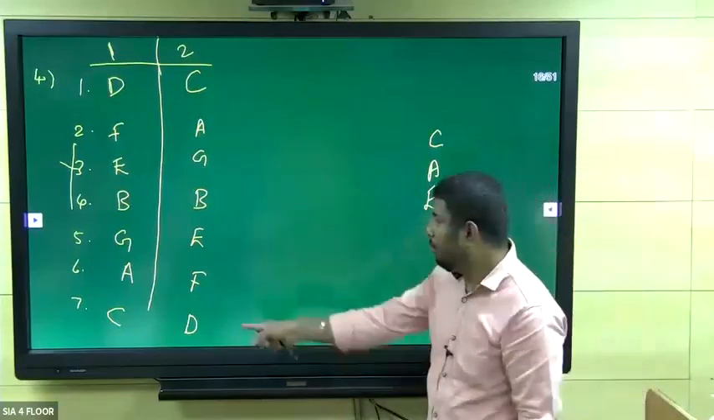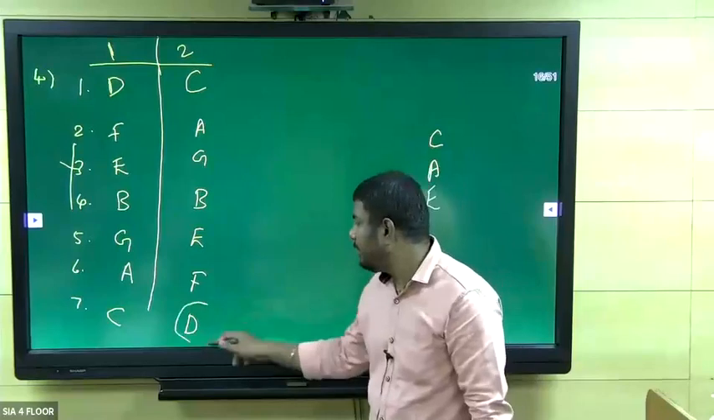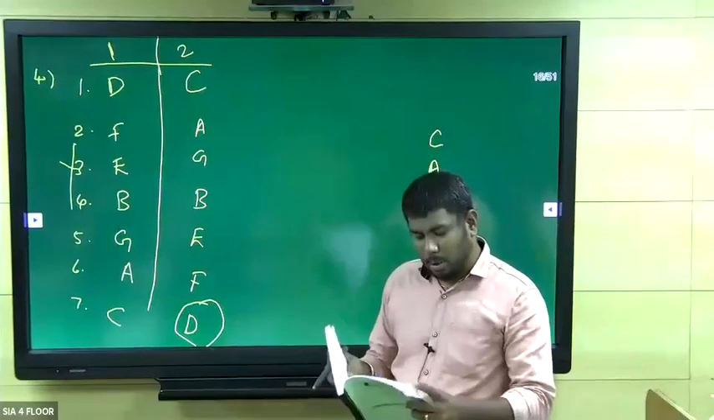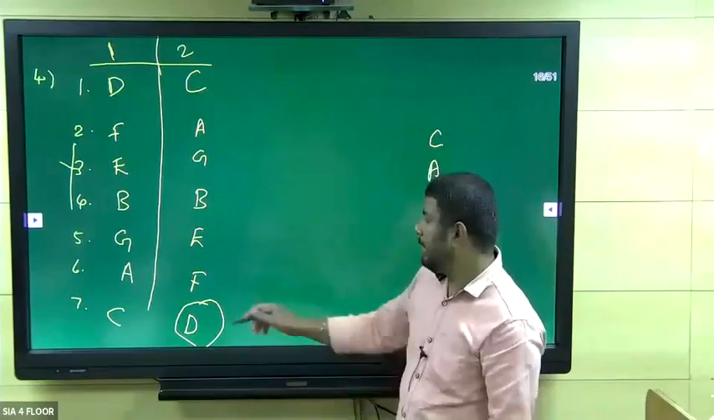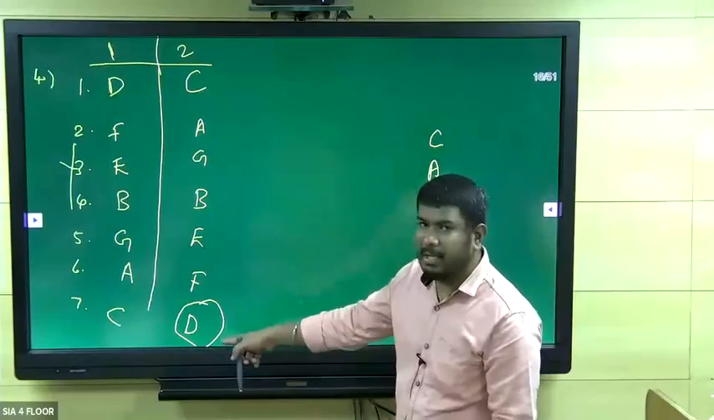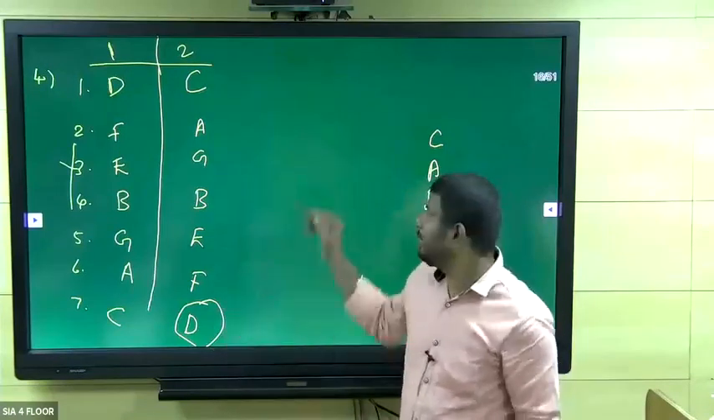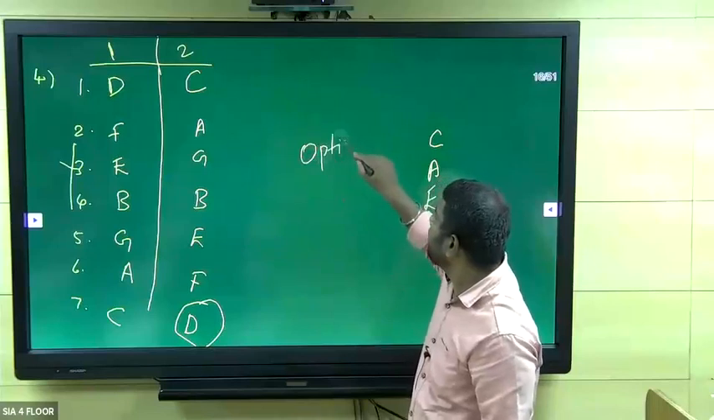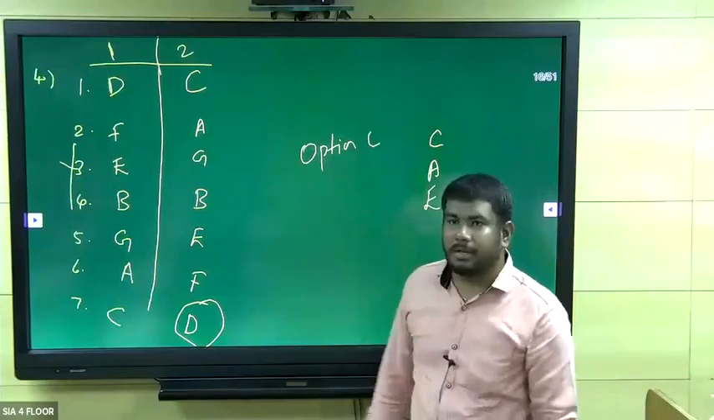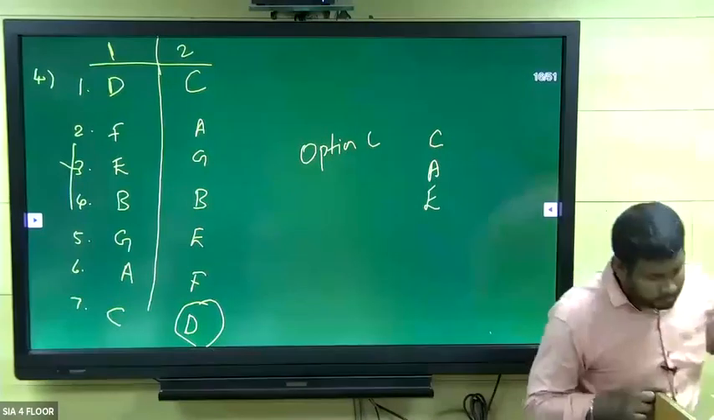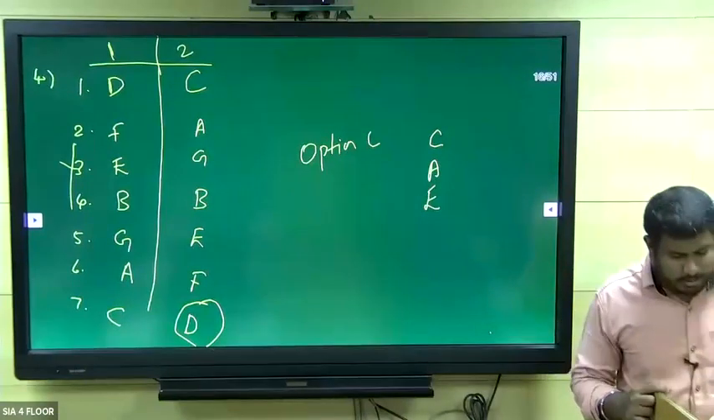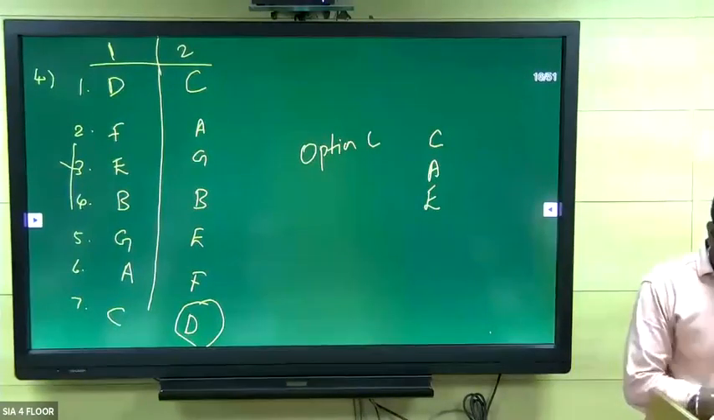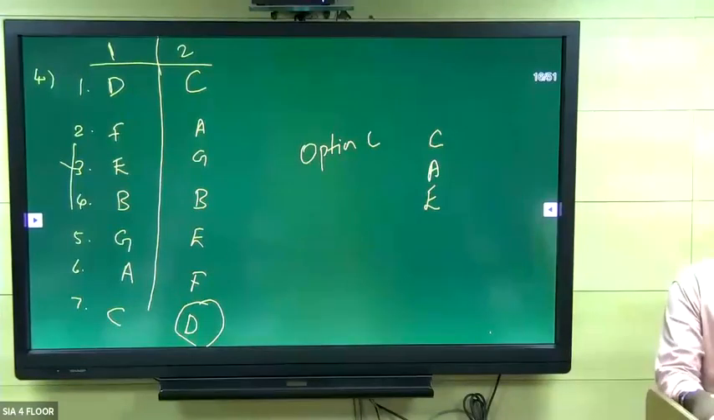Now read the question. Who is on the bottom step of the ladder? D. So option C is the answer for this question. Answer is D. Option C is the answer for this question. Clear? Any doubt? Yes, very good. No doubts. Right. Very good.